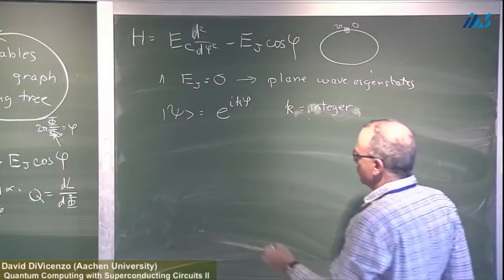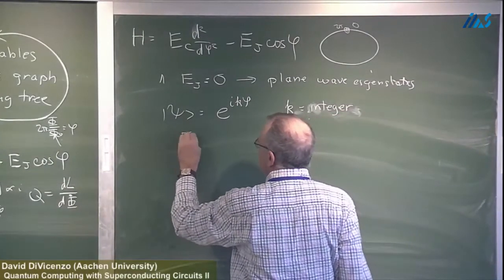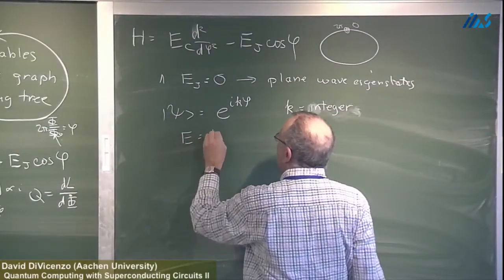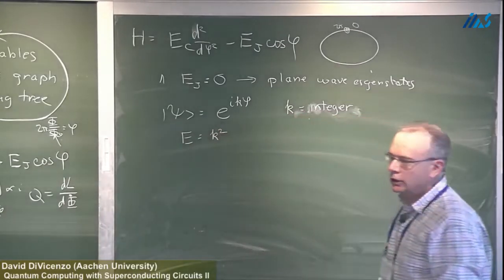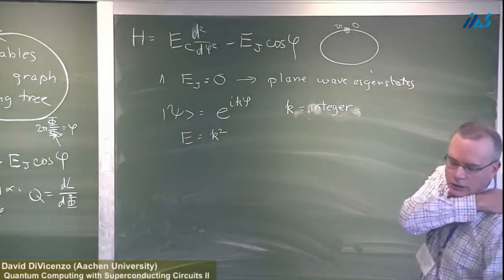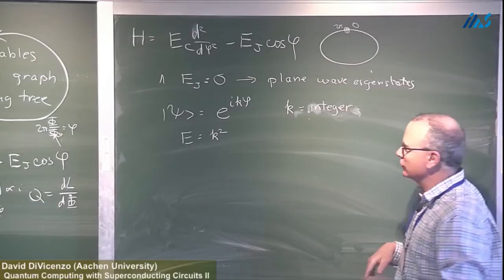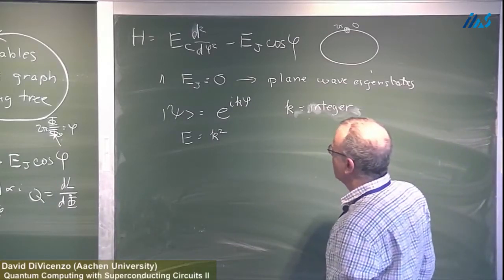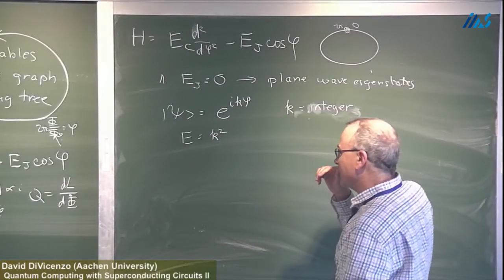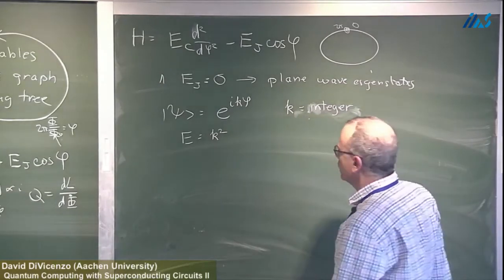Oh, and the eigenvalues, the eigenenergies, are k squared. Sorry, I'm leaving out all constants to make life, like my own life, simpler, frankly. So that's it. And so we could already have a qubit, a really bad qubit.